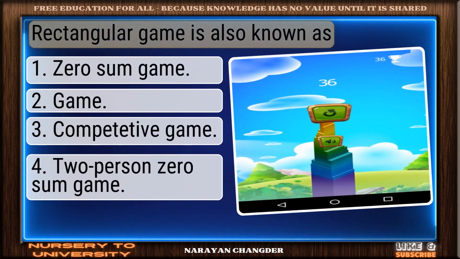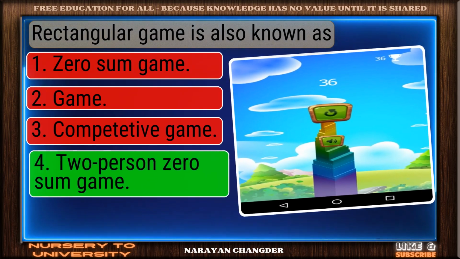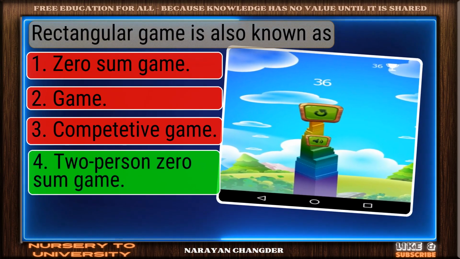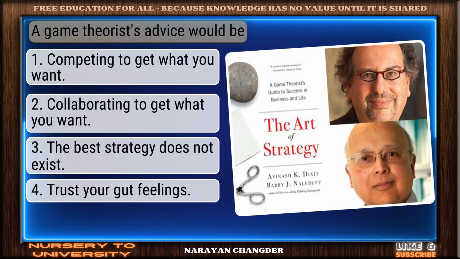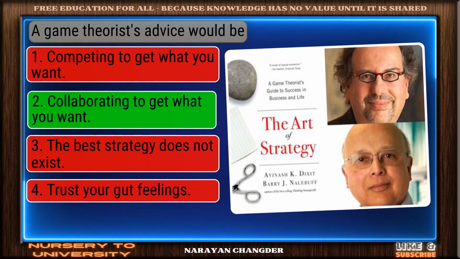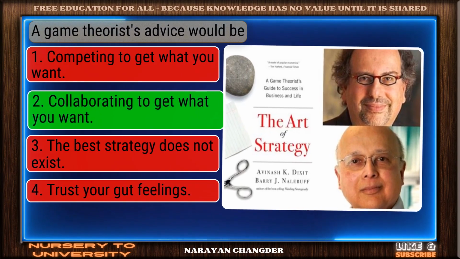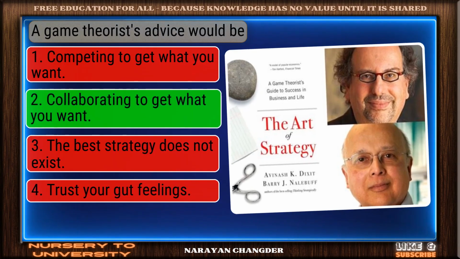Rectangular game is also known as. Great job. Two-person zero-sum game is the accurate answer. A game theorist's advice would be. Nice work. You chose collaborating to get what you want, and it is correct.